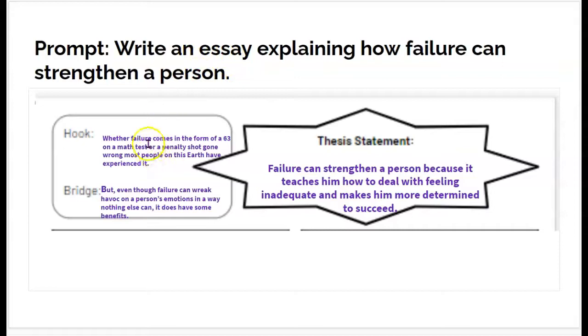Okay, so this person wrote a rather lengthy introduction, but here's ultimately the most important part of their prompt, responding. So do they respond? How can failure strengthen a person? They wrote, failure can strengthen a person because it teaches him how to deal with feeling inadequate and makes him more determined to succeed. Okay, they have 2 reasons, and they have a hook, and they have a bridge that would go first. I'm not going to read those right now, but you can take a moment to do that. And these connect together, so they have a very strong introduction paragraph.